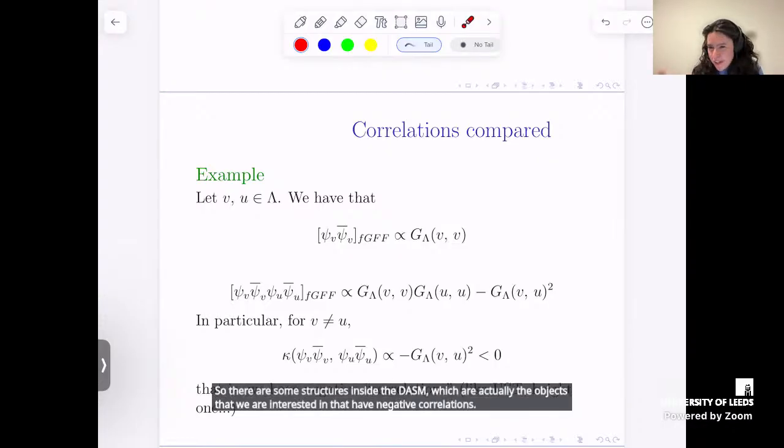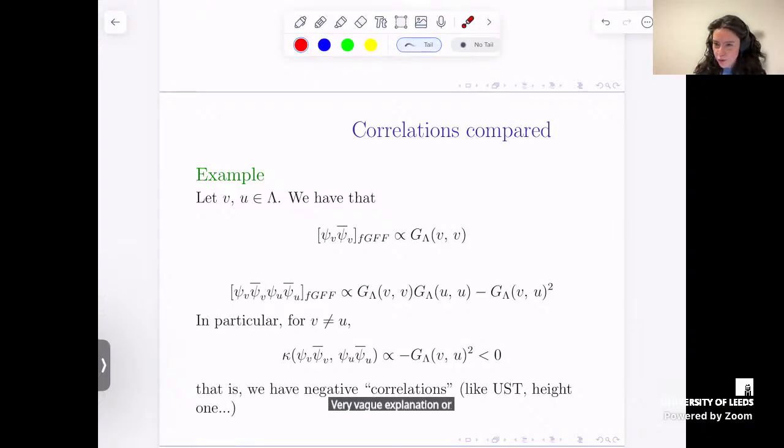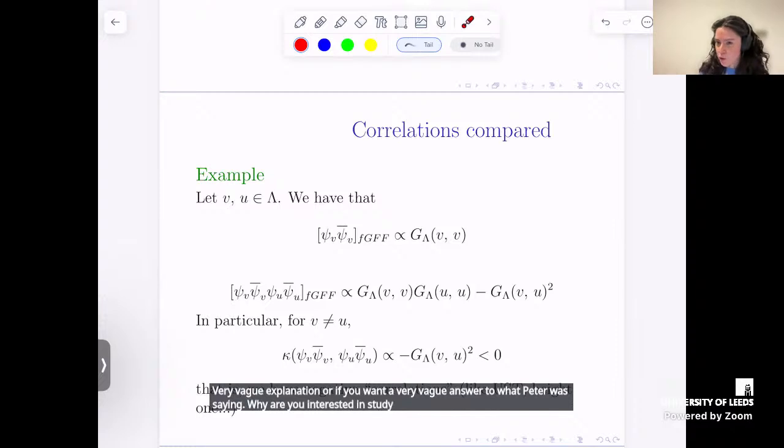Very vague explanation, or if you want, a very vague answer to what Peter was saying. Why are you interested in studying these kinds of processes in relation to the abelian sandpile? And I want to show you that it's not just a matter of correlations that have the same signs, it's something deeper than that.